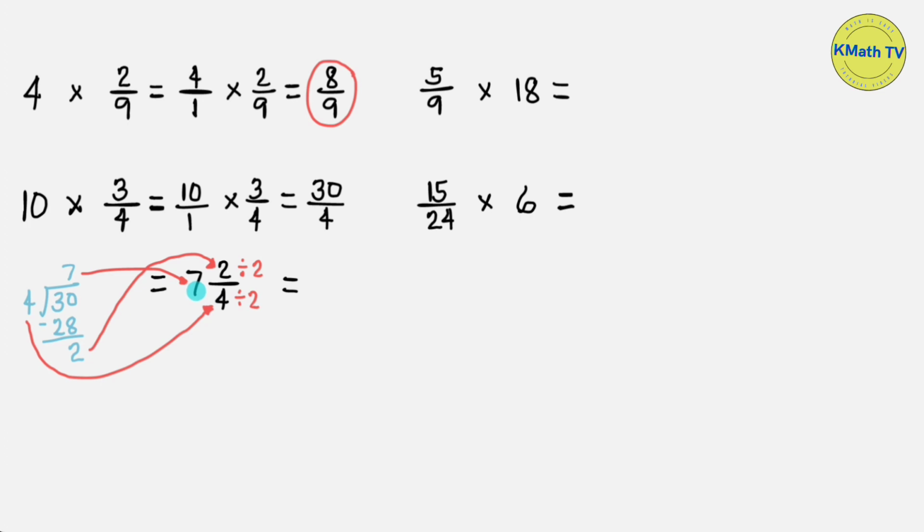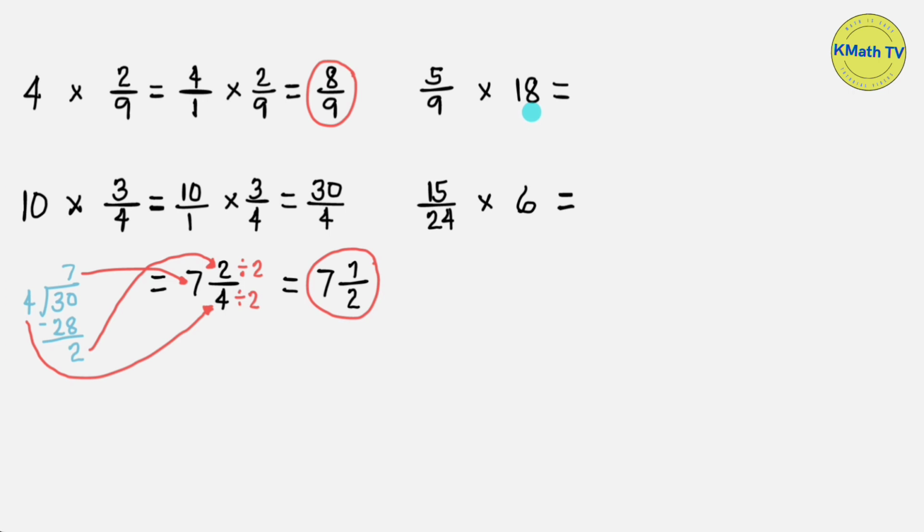Okay, copy the whole number 7. Then, divide the numerator. 2 divided by 2 equals 1. And divide also the denominator. 4 divided by 2 equals 2. Okay, the answer is 7 1/2. Another example, 5/9 times 18.